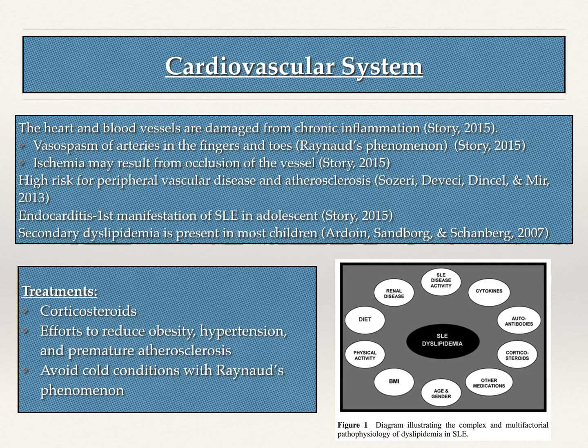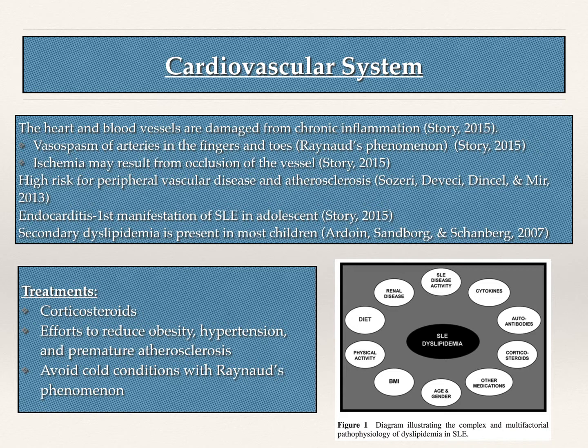The cardiovascular system is affected very significantly. The heart and blood vessels are damaged by chronic inflammation. Vasospasm of the fingers and toes, known as Raynaud's phenomenon, can occur. Ischemia can result from occlusion of the vessel. The patient is at high risk for peripheral vascular disease and atherosclerosis.